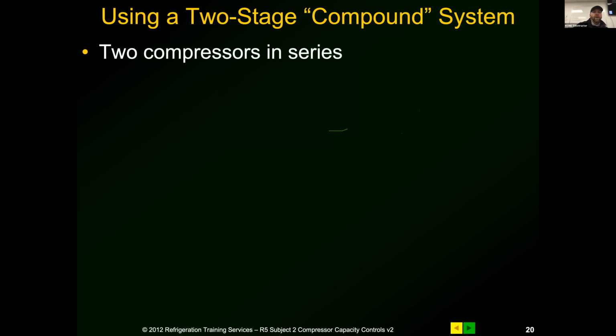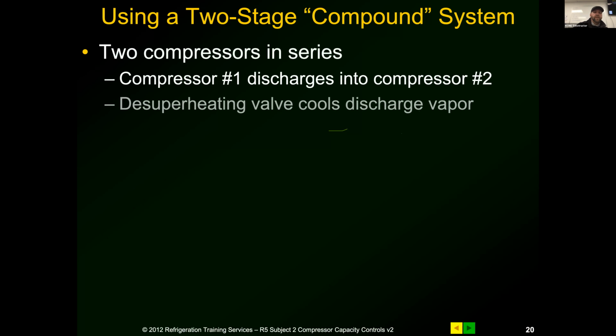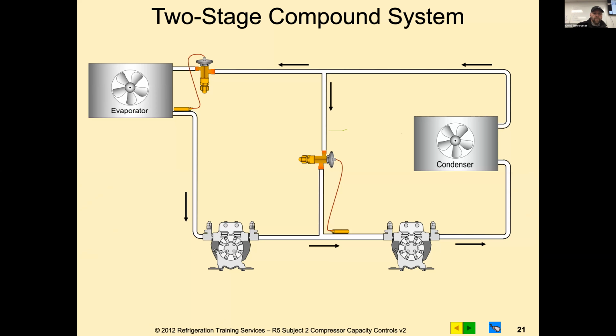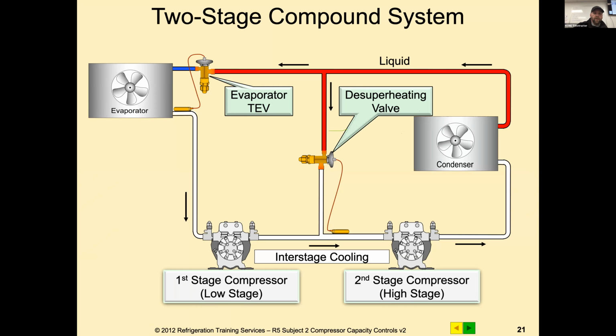So using two-stage compound systems, 2 compressors in series, compressor 1 discharges into compressor 2. A desuperheating valve cools the discharge vapor. So I'm trying to think where we would see this in application, if anybody can speak up. I've seen it a few times.